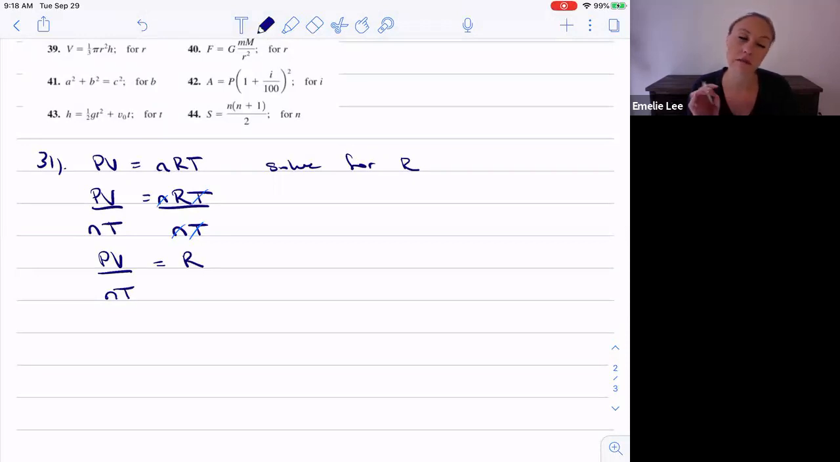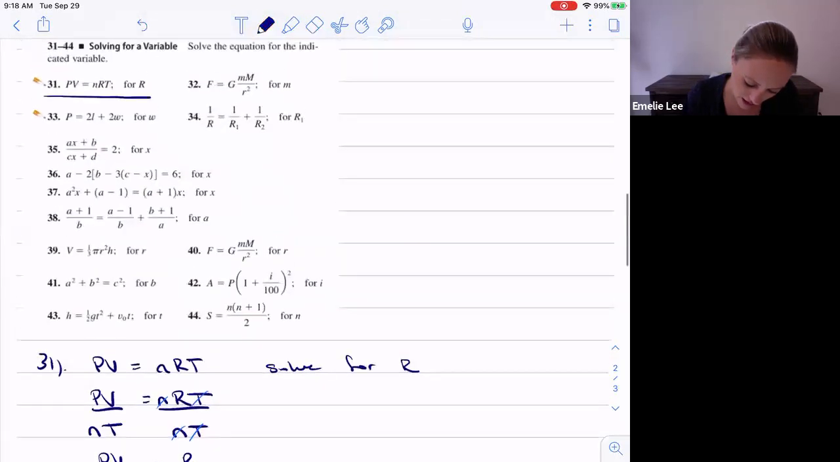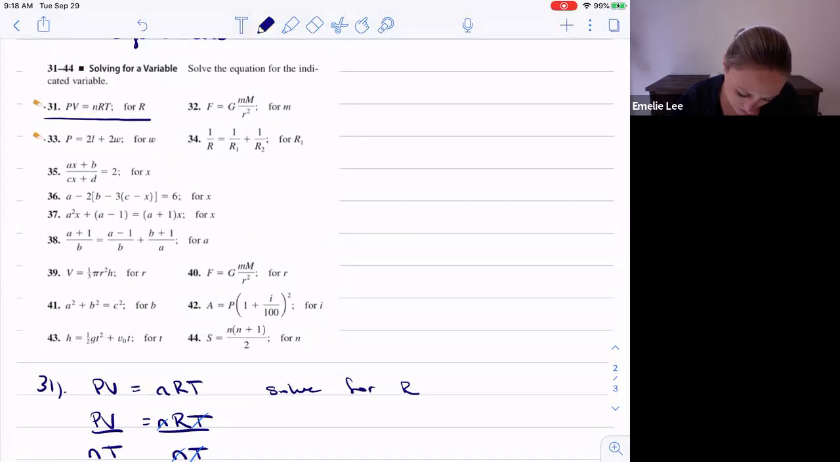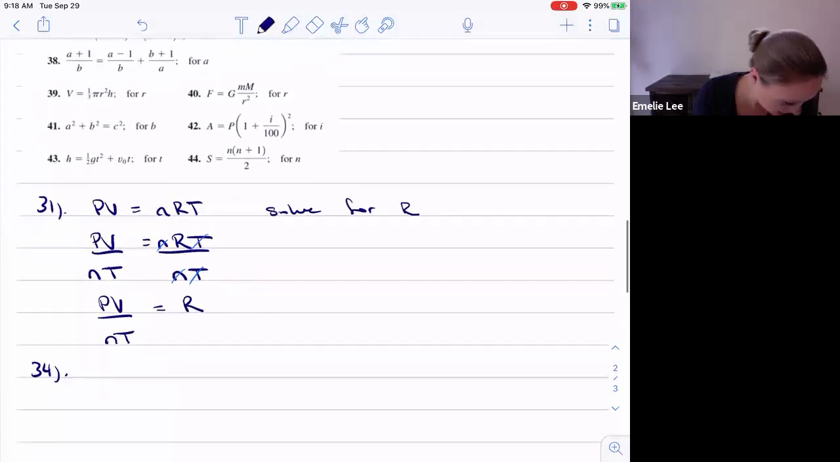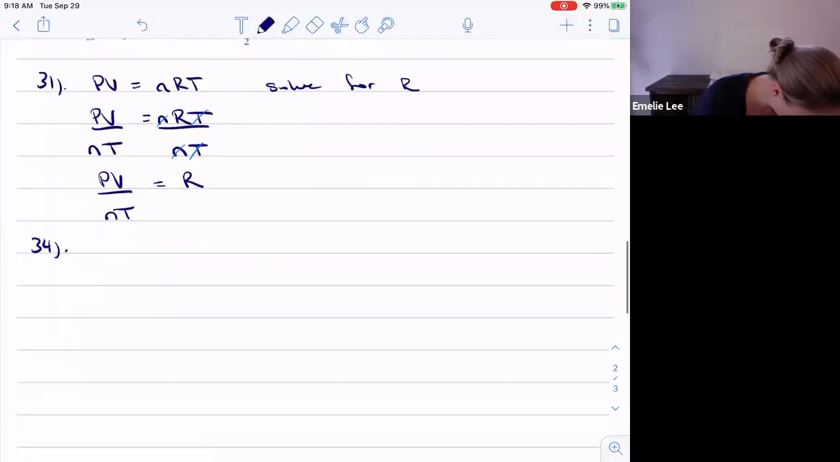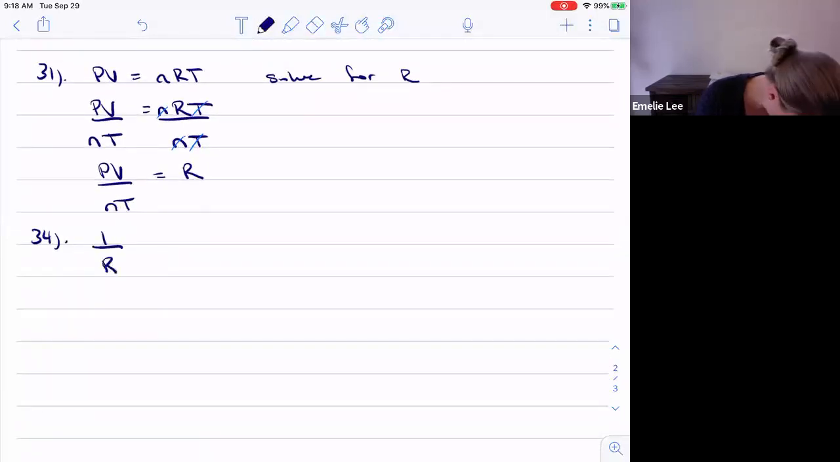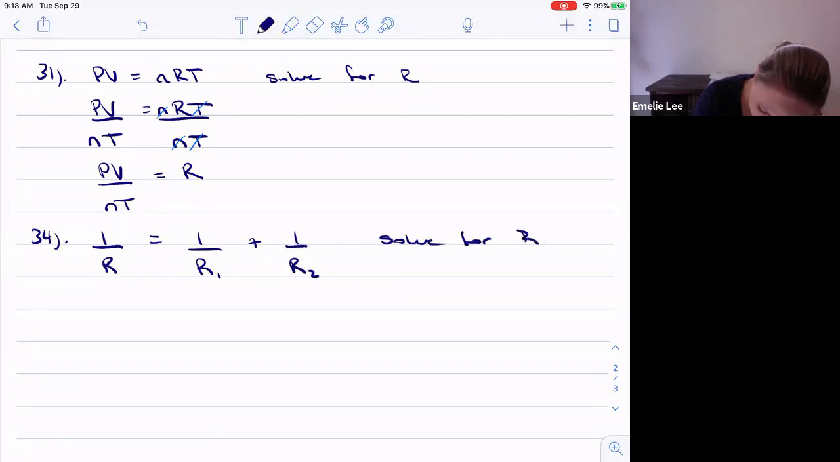That should feel pretty good, right? Hopefully. I'll leave some of these, but let's do 34 together, dealing with fractions. So 34 says, here, I'll just steal it from the side here: 1 over R is 1 over R1 plus 1 over R2. Solve for R1.